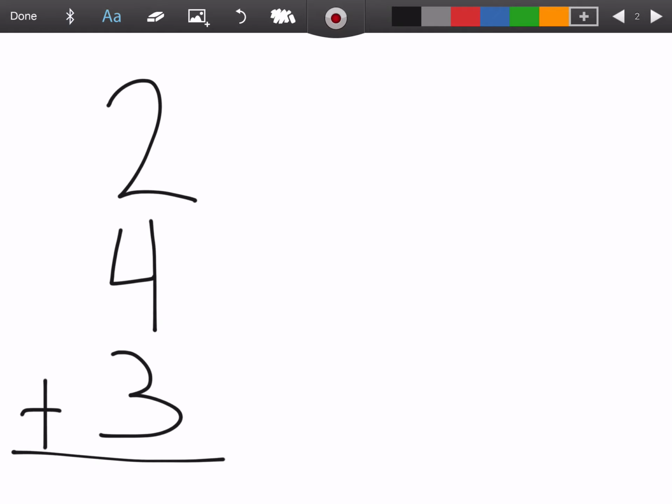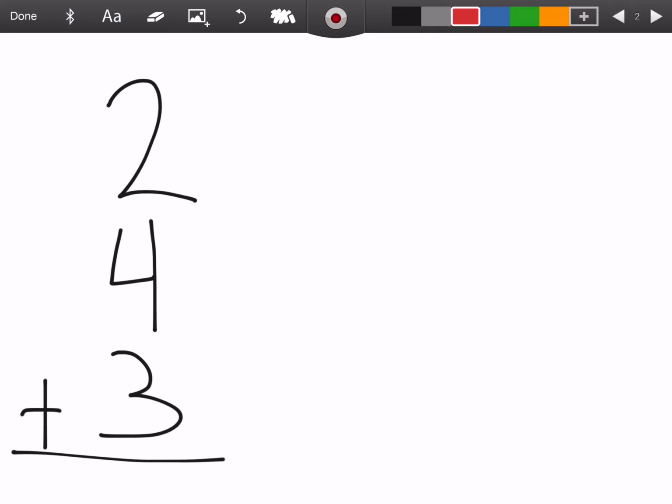There we go. So here I have three different numbers. We have 2 plus 4 plus 3. Now notice how they're all stacked real nice and neat. I don't have them real sloppy. And what I like to do, and we like to teach, is you can add any of these numbers in any order. It doesn't matter.